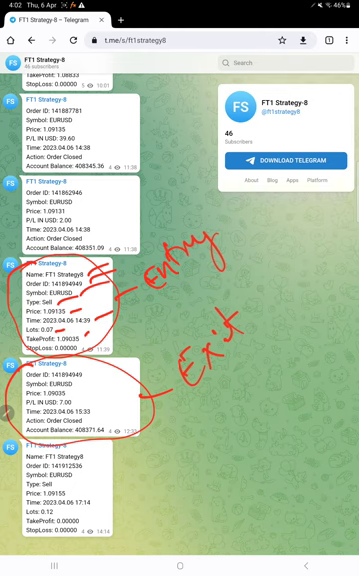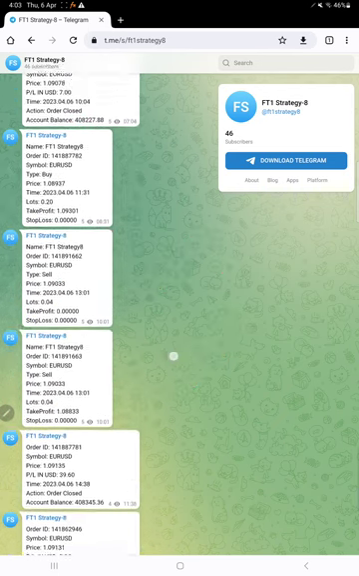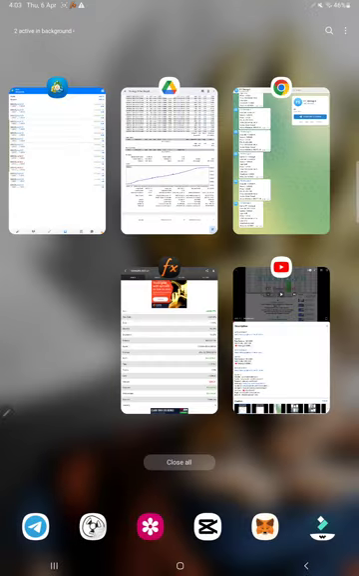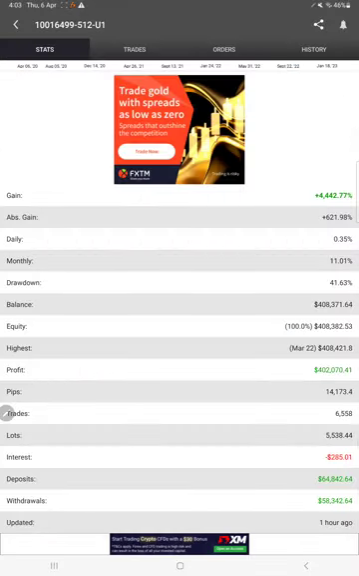So this is the entry example, and here is the example for an exit trade. Here again, order ID, symbol, at what price, how much profit or loss was booked, time and date, action order closed, and after closing the order, what the account balance was. Likewise, all the open and close trades are recorded here. If you want to monitor this strategy closely, you can join this Telegram channel to monitor the trades. And this is my Fxbook of this account.